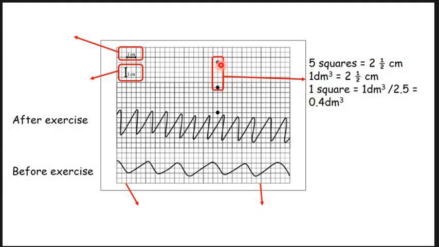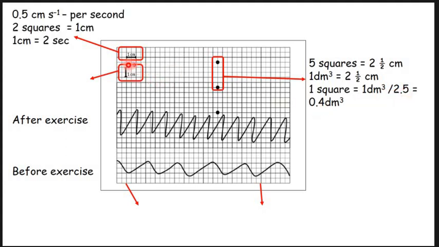So there's 2.5 centimetres between their 5 squares. 1 decimetre cubed we know is 2.5 centimetres because they told us in the stem that that gap there equals 1 decimetre cubed. So to get how much 1 square is, we do 1 decimetre cubed divided by 2.5, which gives us 0.4. Okay, so over here, they told us in the stem that the paper was passing through at a rate of 0.5 centimetre per second. So if it's 0.5 centimetre per second, 1 centimetre equals 2 seconds. Do you get that?